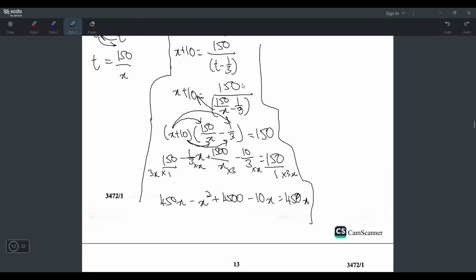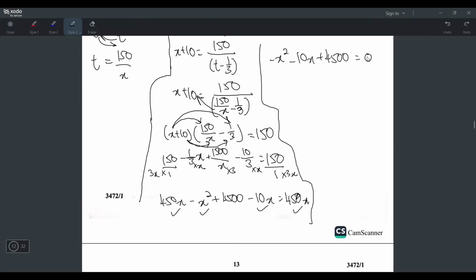then press calculator, right? So let's do that now. So the negative x squared I'll write first. Next, I want to write x because we want you to arrange in general form. So 450x minus 10x is 440x, but you have to minus with 450, so negative 10x. Okay, and then the plus 4500 is here, and then equals 0.